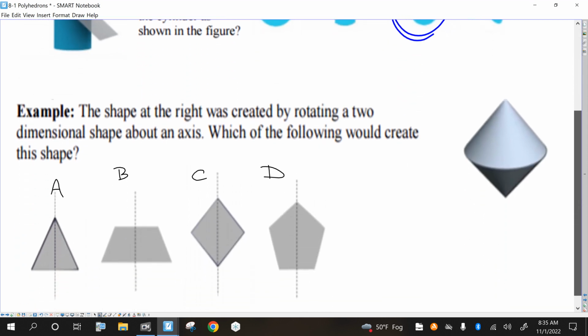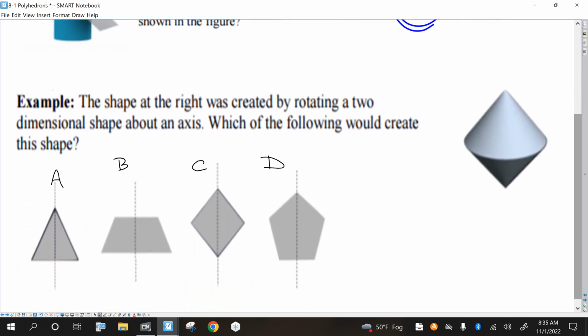All right, then this one we're talking about rotating a shape. So when you rotate a shape, what would create this 3-dimensional shape? So when you rotate it, you spin it around. So which one would make that shape? A, B, C, or D? C is correct. Some people have said A before, but that would only make the top part of that kind of shape. So to have the top and bottom more pointed, it would have to be C.